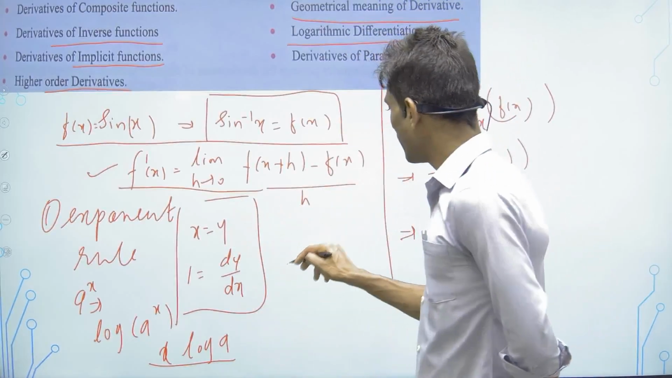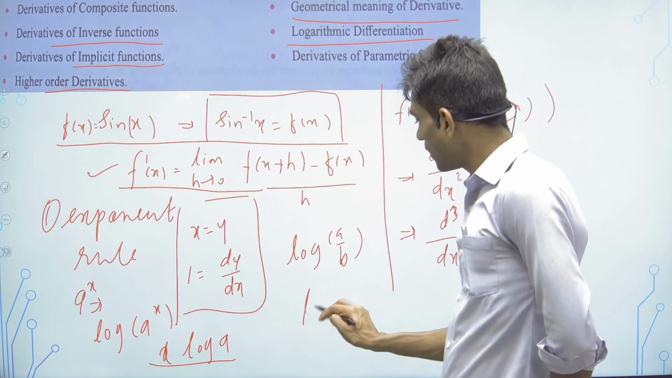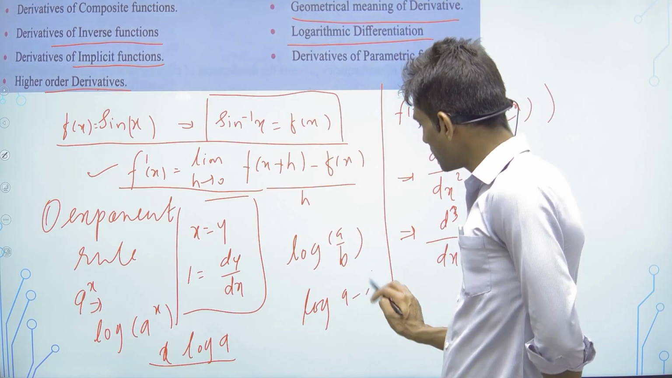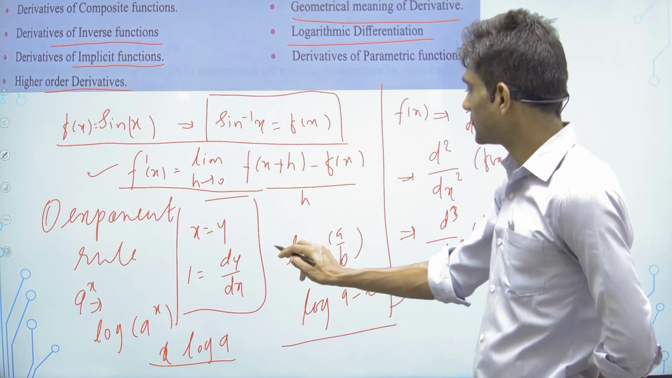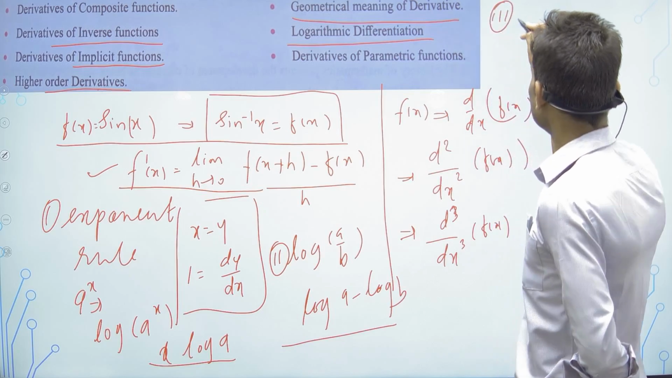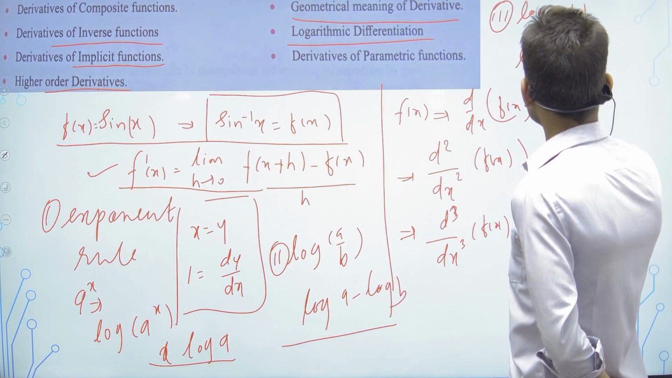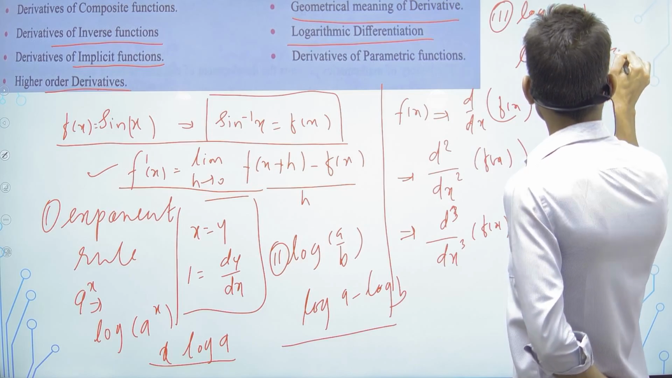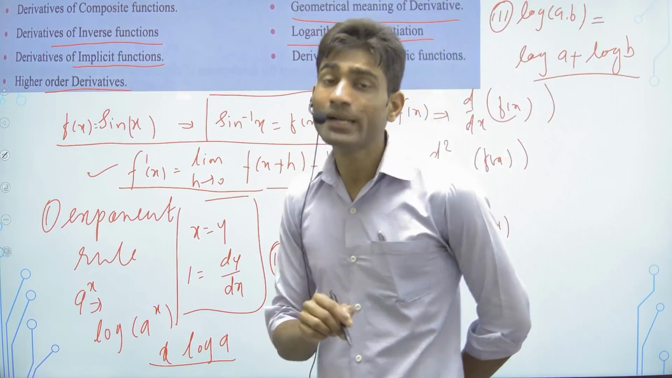Whenever we have log of a divided by b, we write log of a minus log of b. So this one is important here. That second rule we are going to apply for our differentiation. And the third rule we take is log of a multiplied by b, so we write log of a plus log of b. These rules are very much important for finding our differentiation.